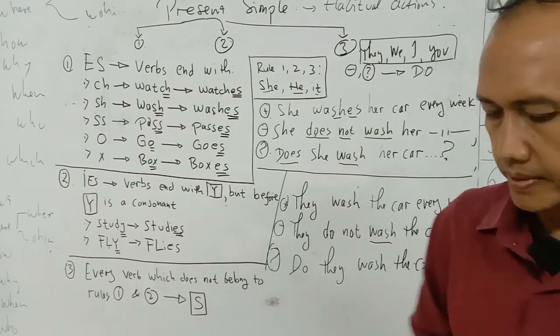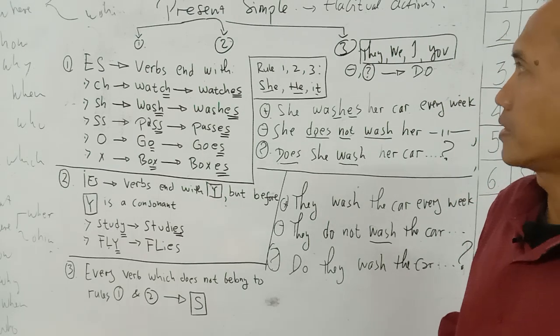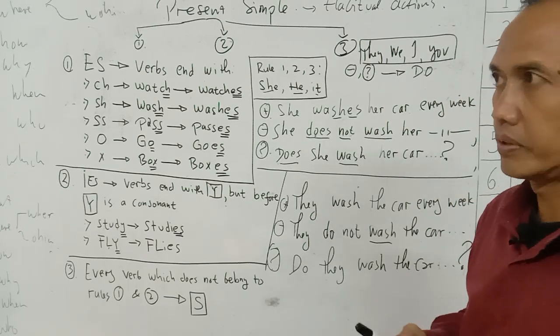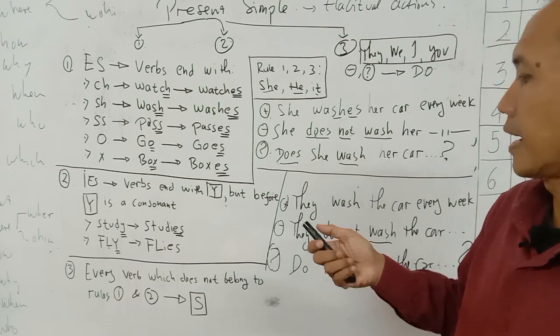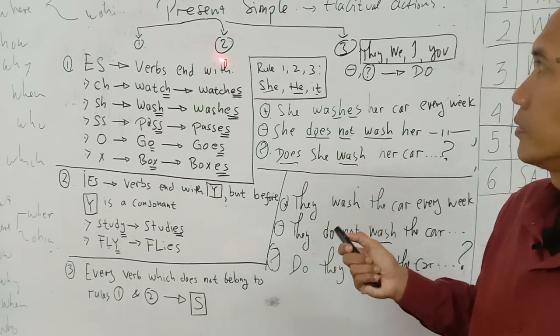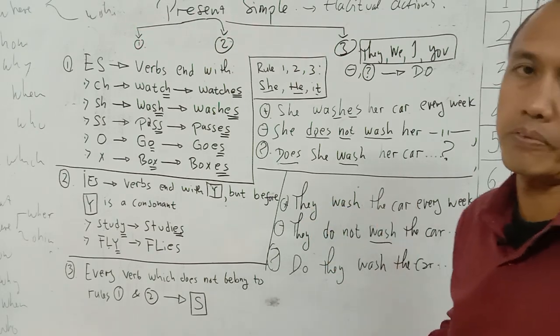Okay, now let's talk about present simple. When we talk about present simple, we have to know the rule of how to form the present simple. Present simple has three forms. Form number 1, 2, or 3. Or I say rule number 1, number 2, or number 3.